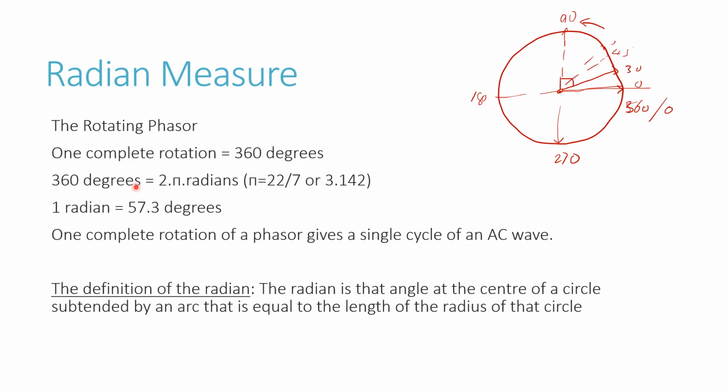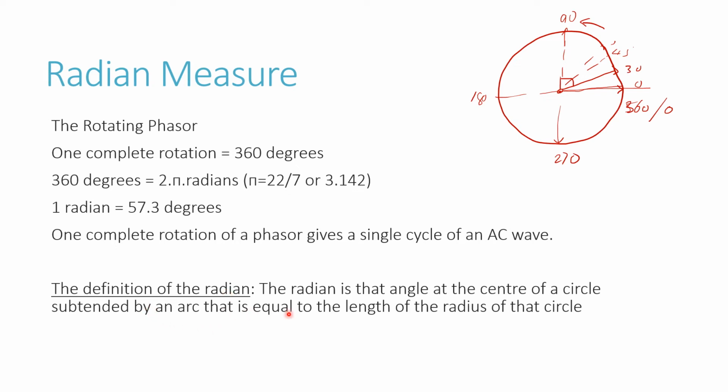So if 360 degrees is 2 pi radians, then 1 radian is 360 degrees divided by 2 pi, which is 57.3 degrees approximately. So 1 radian is 57.3 degrees. All right? Now, how do we define the radian, or what is the radian, right? I'll give you the definition and then I'll explain to you what the radian is.